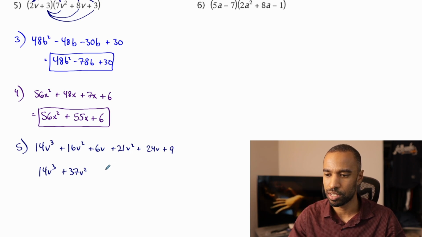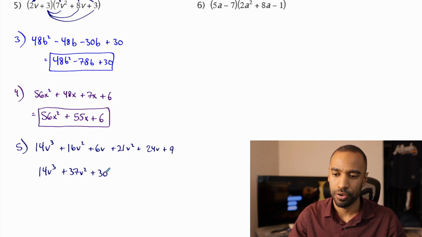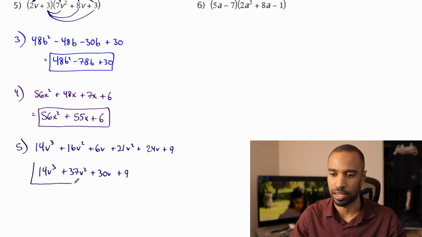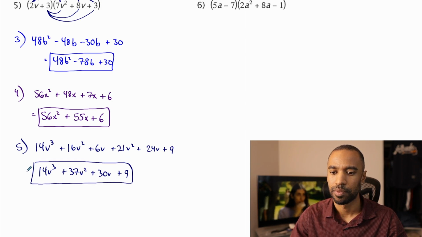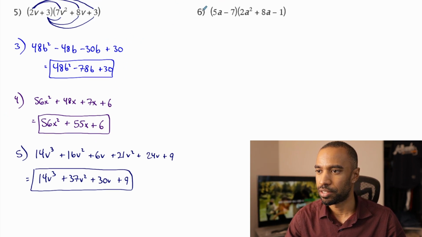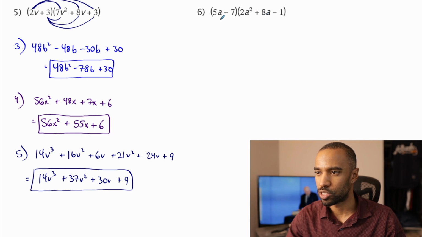Let's find the v's now. 6v plus 24v is 30v. And then plus 9, that is unaffected by anything else, and that is the result of that guy there for number 5. And number 6, we have another binomial times trinomial here.